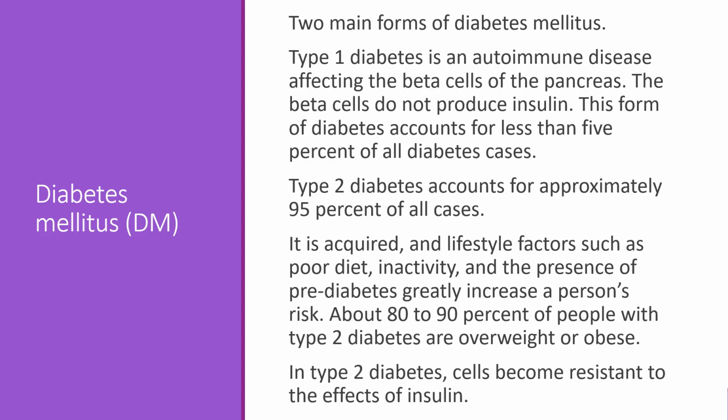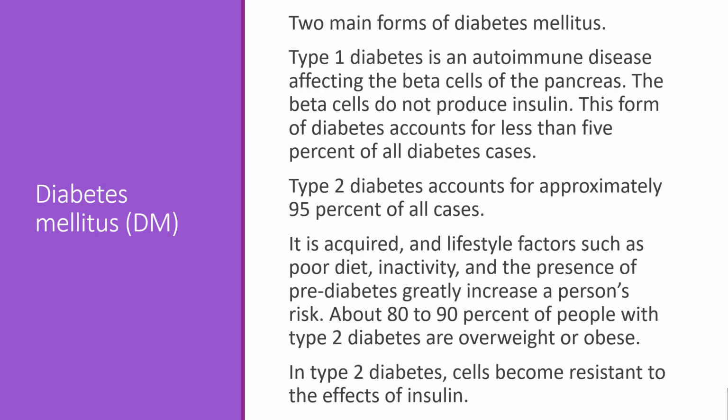Type 1 is an autoimmune disease affecting the beta cells of the pancreas. The beta cells do not produce insulin. This form of diabetes accounts for less than 5% of all diabetes cases. It's typically diagnosed in young people, and they typically have to use some form of insulin.